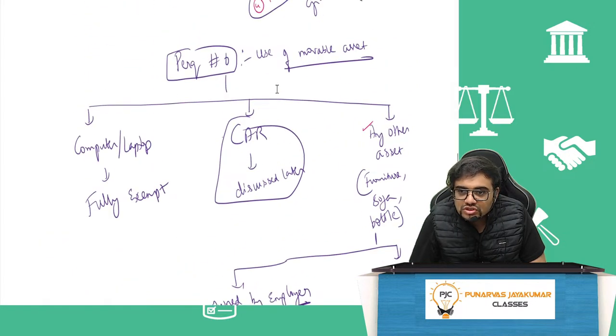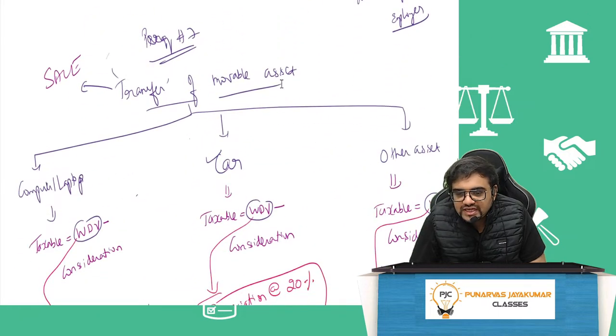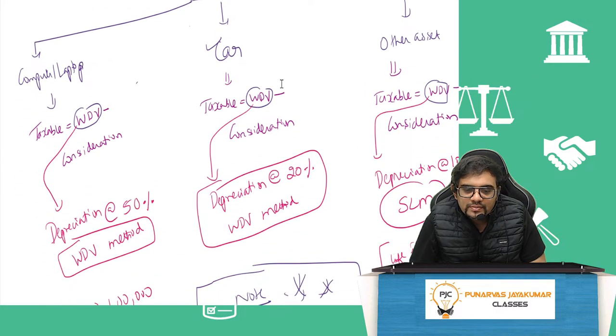This is your use of movable asset, mind you. Car we will see later. Next one is sale of movable asset. Computer, laptop, you will use for 2-3 years. Then you will purchase that as an employee. Yes, it is taxable. WDV minus consideration is taxable. If WDV is 1 lakh and consideration is 1 lakh, zero tax.